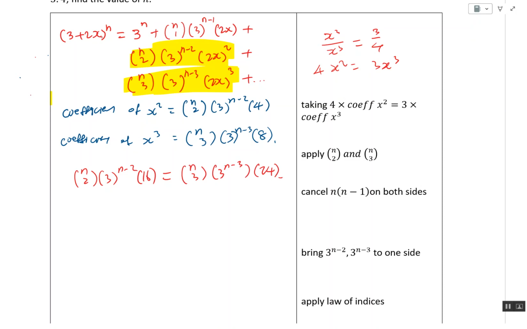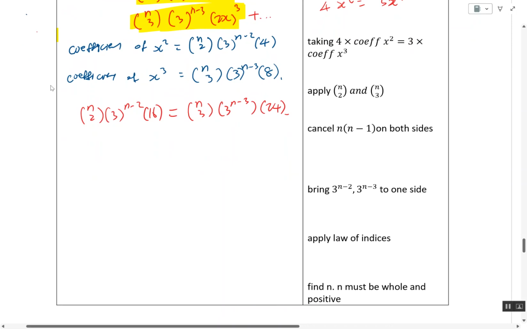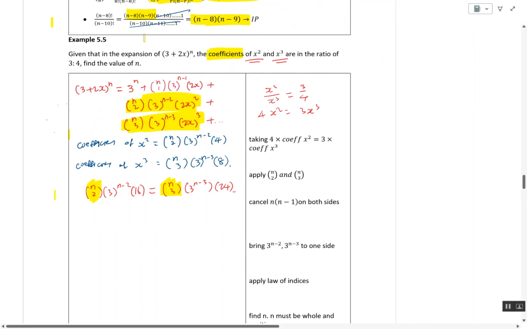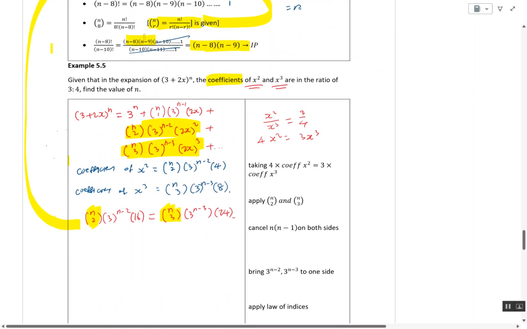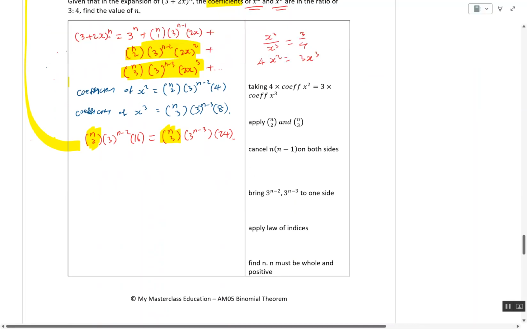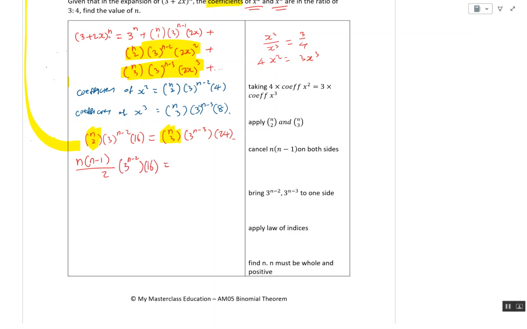So from here, you need to solve for n, where n is the only unknown. What you have to do now is to break up the n choose 2 here and n choose 3 here, using the formulas above. So I'm going to replace them. N choose 2 will be n times n minus 1 over 2, bracket 3 to the power n minus 2, bracket 16, equals to, again, let's break this up, n times n minus 1 times n minus 2 over 6, with the 3 to the power n minus 3, and then I have a 24 here as well.